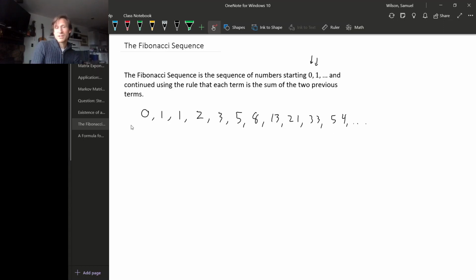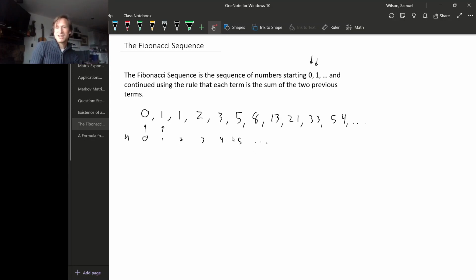entries with the position that they're in. So n is going to be the position that they're in. And we're actually going to start counting from 0 instead of from 1. So position 0 is going to be the number 0, position 1 is going to be the number 1, and then position 2 is also 1, position 3 is this 2 here, and 4, and so on.